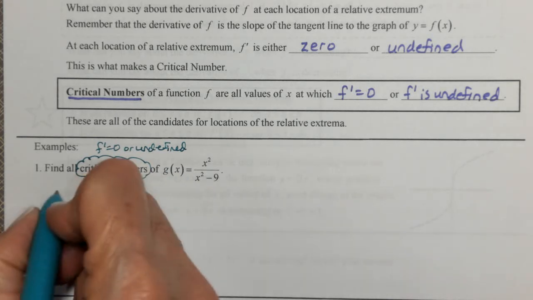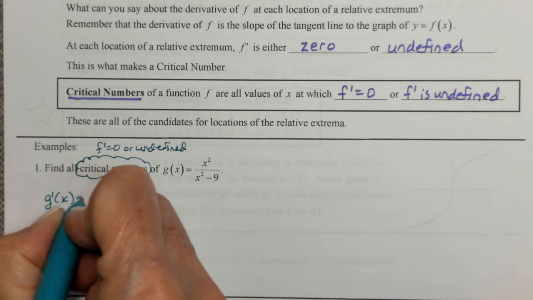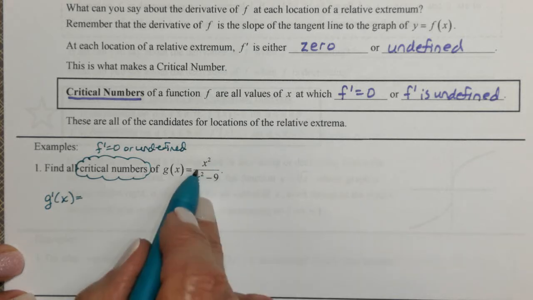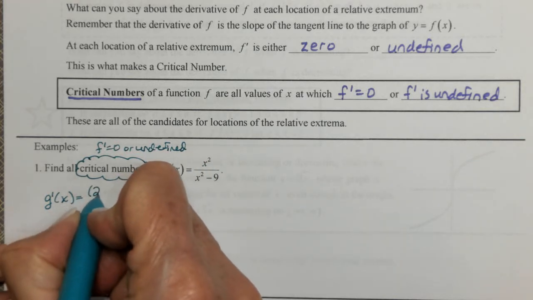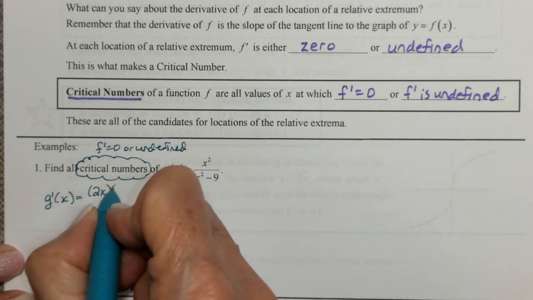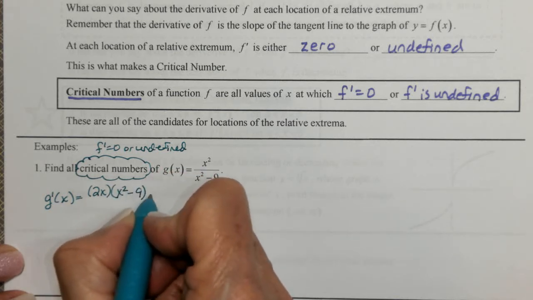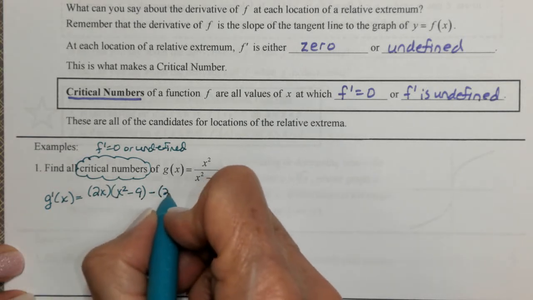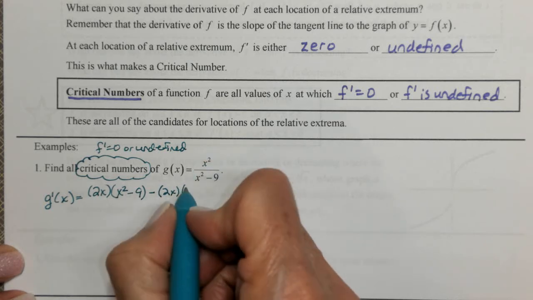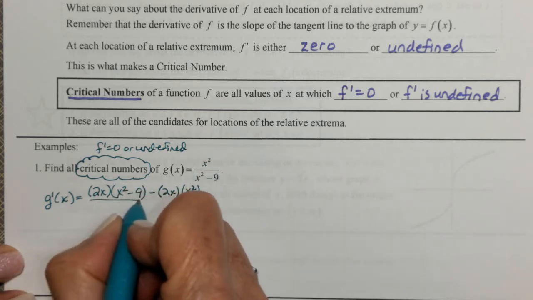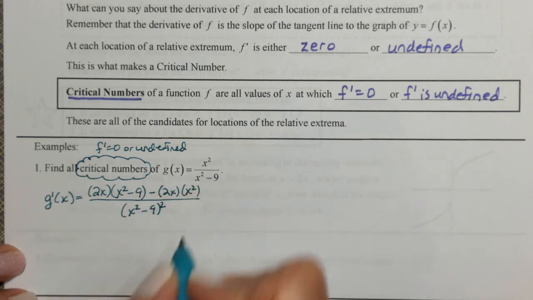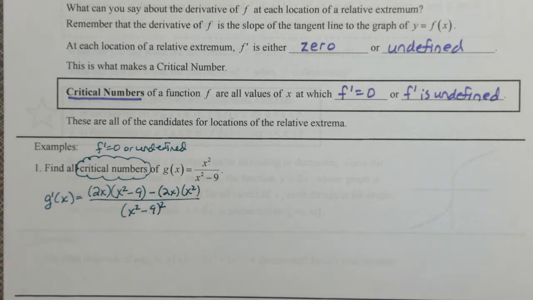So our function is g, so g prime will be, all right, I need to use the quotient rule because I'm looking at a quotient. I start up on top and take the derivative. The derivative of x squared is 2x multiplied by the denominator left alone. Minus, in the quotient rule, the derivative of the bottom is also 2x multiplied by the top left alone, all divided by the denominator left alone but squared.